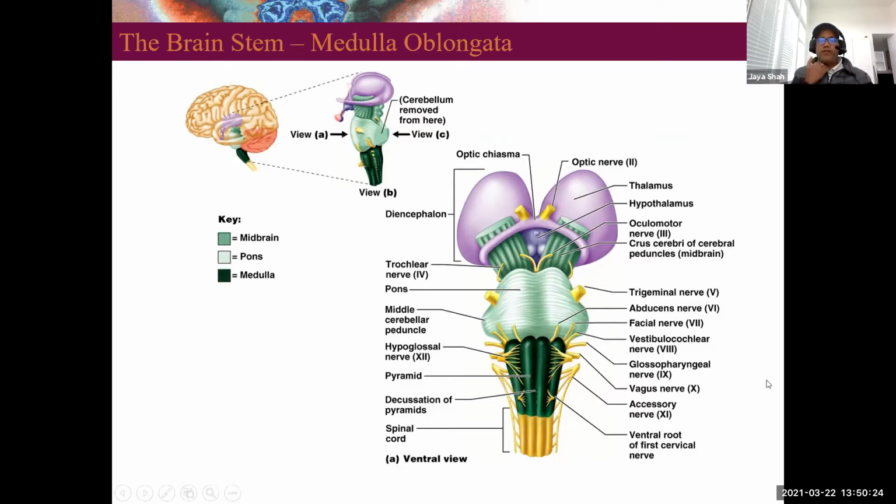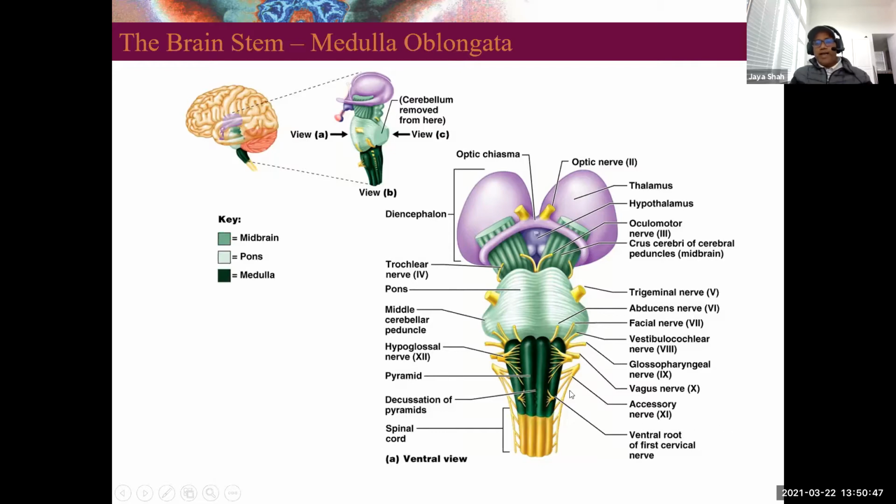Glossopharyngeal is sensation from your pharynx and tongue area. Vagus is part of the autonomic nervous system, which goes pretty much everywhere: in the throat, in your heart, in your lungs, in your kidney, everywhere. And they control the visceral organs.